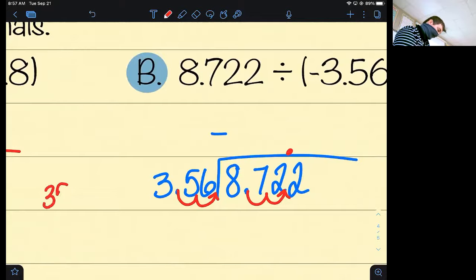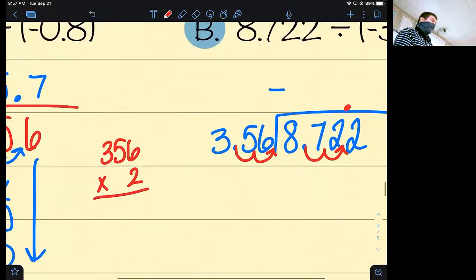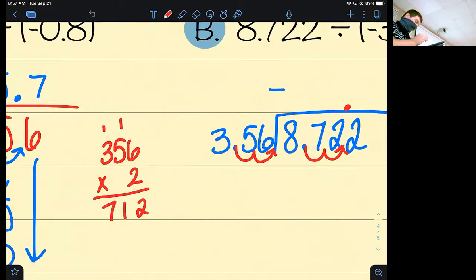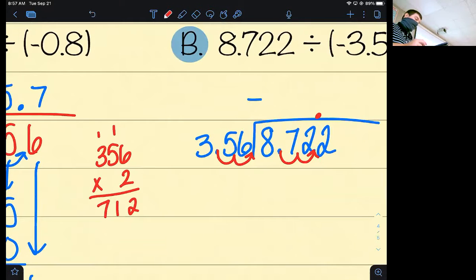Twice. Okay, so 356 times 2. We're going to check that. I agree, it's probably twice, but we need to know what that is. 2 times 6 is 12. 2 times 5 is 10, plus 1 is 11. 2 times 3 is 6, plus 1 is 7. Yeah, we're not fitting another 356 in there.